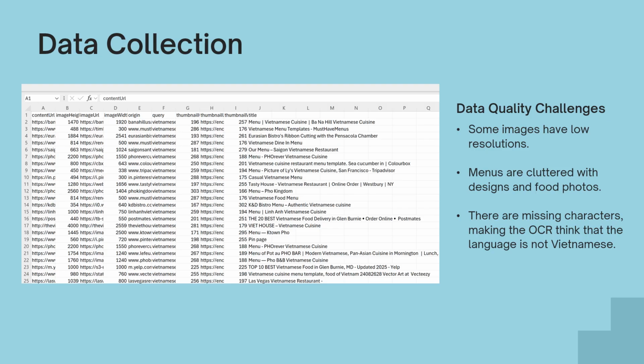As I mentioned earlier, I scrape images for my datasets from Google Images using a Google Images scraper. Although there are some data quality challenges, some images have low resolutions. In addition, menus are cluttered with designs and food photos. And also, there are missing characters, making the OCR think that the language is not Vietnamese.